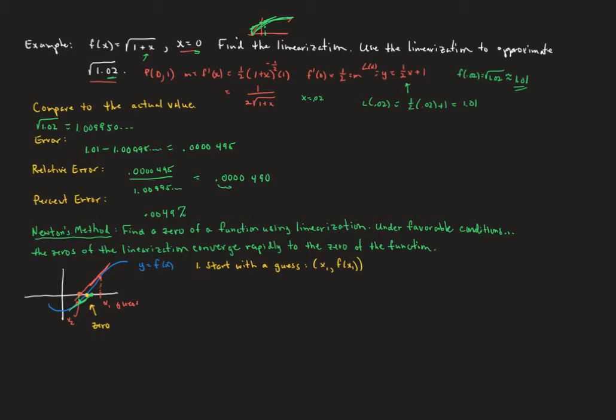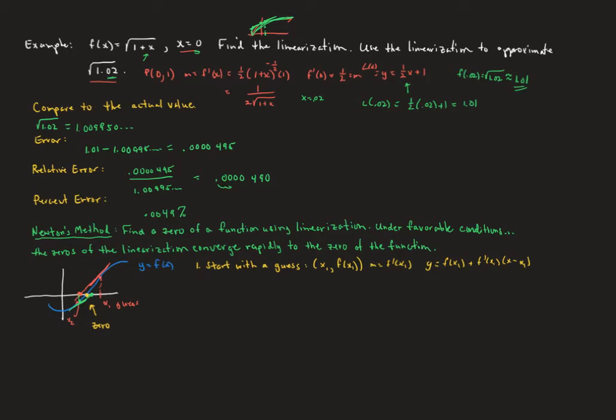So here's how it's going to look. We start with our guess, which is that x1 comma f of x1 that I have written there in yellow. So we do our tangent line. Our slope there is going to be f prime evaluated at x1. So that makes our tangent line y equals f of x sub 1 plus f prime of x sub 1 times x minus x sub 1, our first guess. So there's our tangent line.